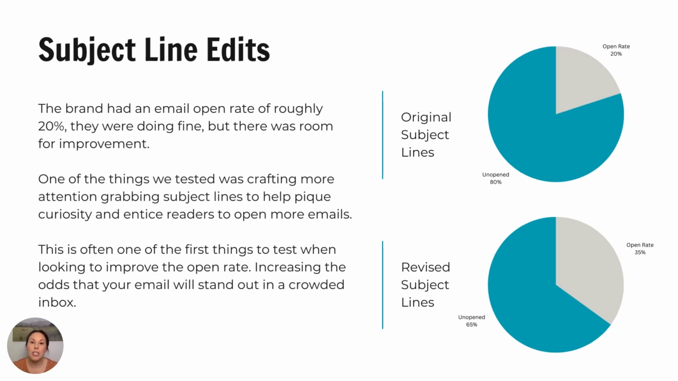Another case study had to do with changing the email subject lines to help increase the brand's email open rate. This brand had an open rate of about 20%, which really isn't bad, but they felt that there was room for improvement. So often one of the first things that you can do, and one of the first things that we did, was test the subject line copy, trying to increase the odds that the emails would stand out in a crowded inbox. I'm going to walk you through exact subject lines that we changed and how we changed them, but this technique was successful in increasing their open rate by an additional 15%.